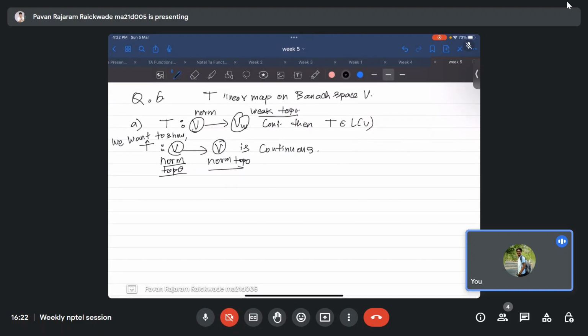So we can show this by the sequential criterion. Suppose xn is a sequence in V such that xn converges to x, and since T from V to VW is continuous, which implies T xn converges to T x weakly.